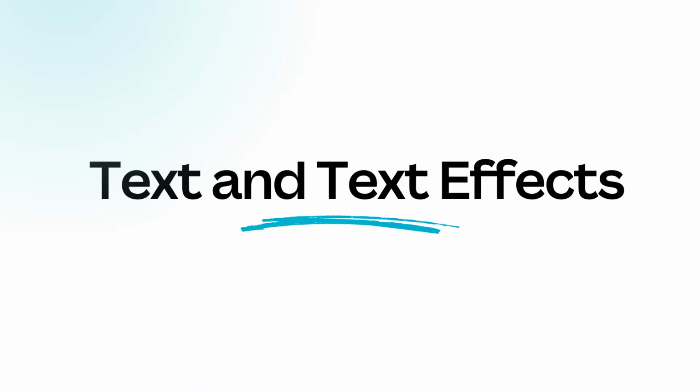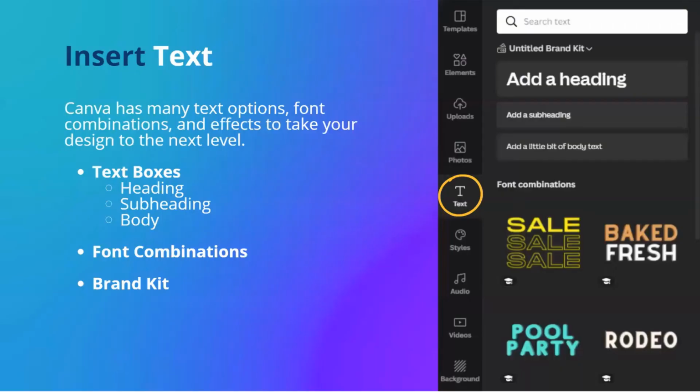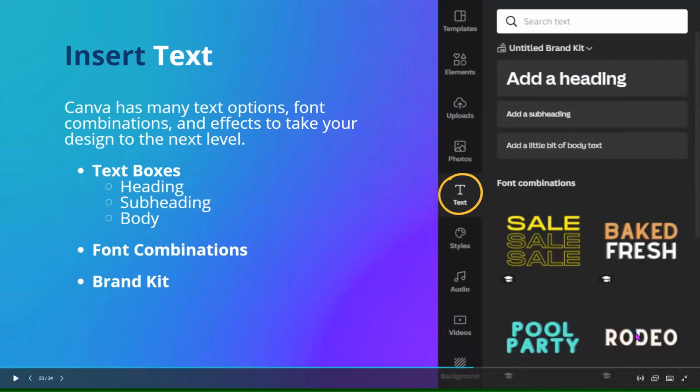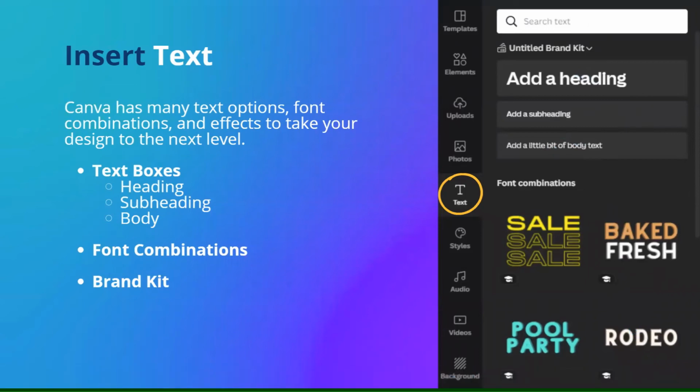The final section on our agenda focuses on the use of text and text effects. Over on the left-hand side of your course navigation menu, there is a text option. You can enter text at the top, text boxes, or you can choose from the font combinations that are there. If you are at a single sign-on district, your brand kits may already be done. If you are on the free version and you're not connected to a district single sign-on, you'll have your own brand kit that you can edit.